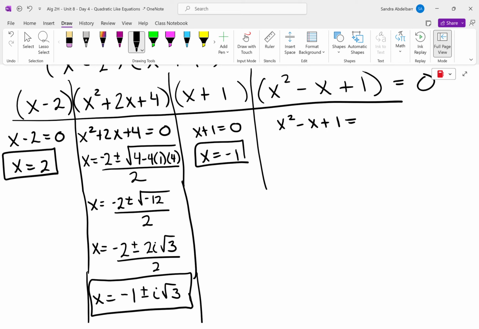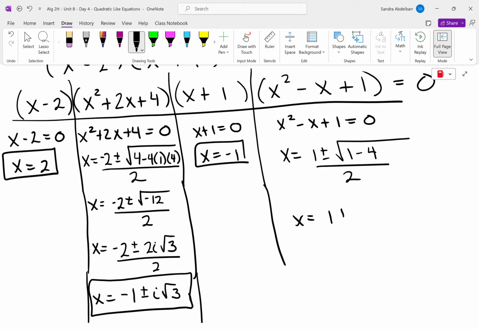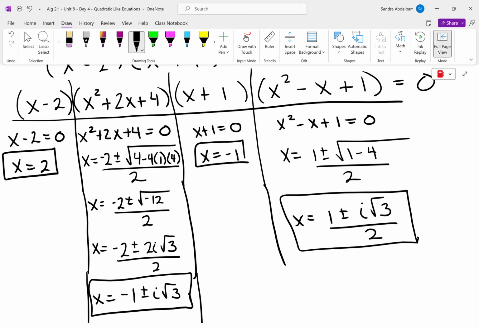And then lastly, x squared minus x plus 1 equals 0. Once again, I'm going to tell you we cannot factor this. So what am I going to recommend we do? Use the quadratic. So x will equal 1 plus or minus the root of 1 minus 4 all over 2. X will equal 1 plus or minus i root 3 over 2. So these are the remaining 2 solutions.